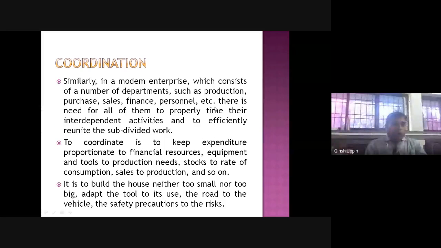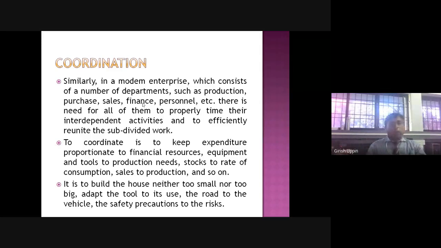So modern enterprises consist of a number of departments. I told you modern organizations are very complex with many specialized departments, like production, purchase, sales, finance, personnel, etc. There is a need for all of them to properly time their independent activities and to effectively reunite the subdivided work. So in a department, production is going on, purchases are happening, sales are happening, the finance department is working, the personnel department is working, the operation team is working. They have to work in a coordinated manner to achieve the organizational goals.